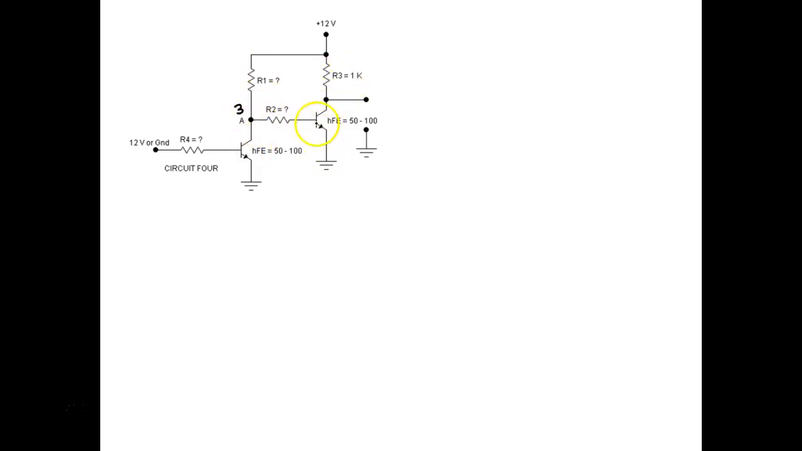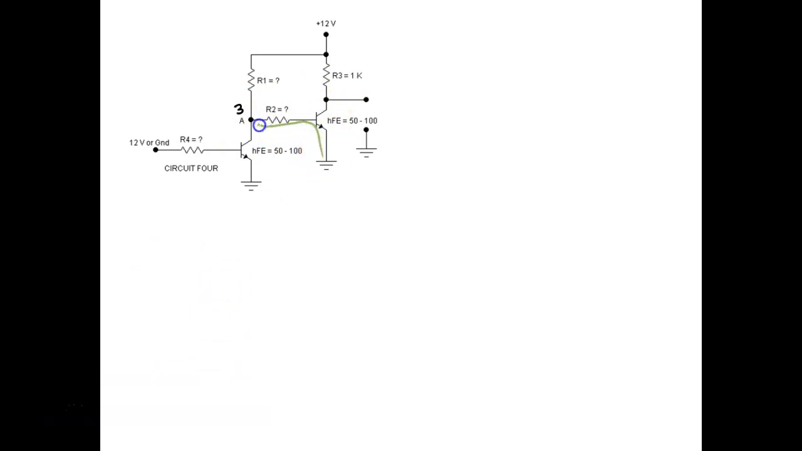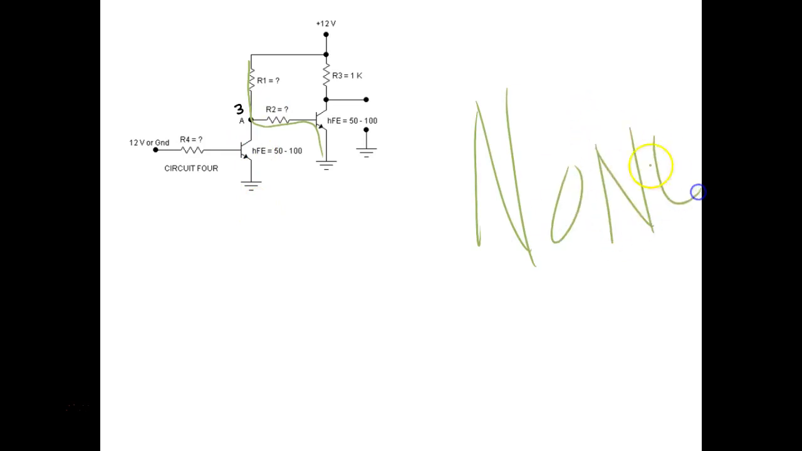When we calculate this whole thing, this is the path that the current is flowing right now. It's coming up here, going this way, and the sums of the voltage drops have to equal the applied voltage. How much current flows through this transistor, Q1? None. It's cut off.